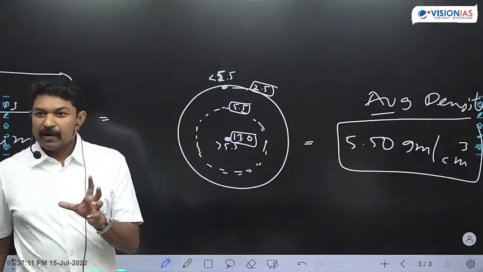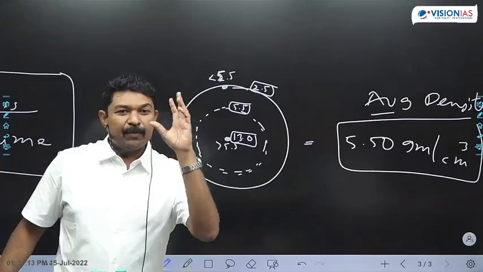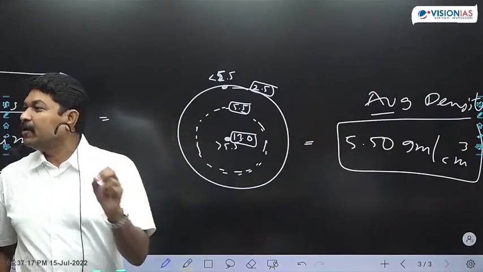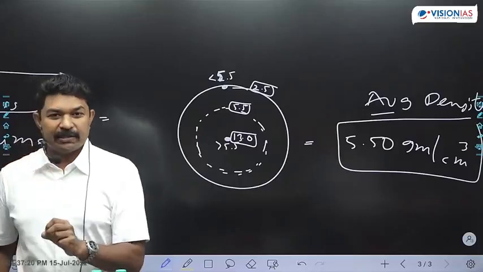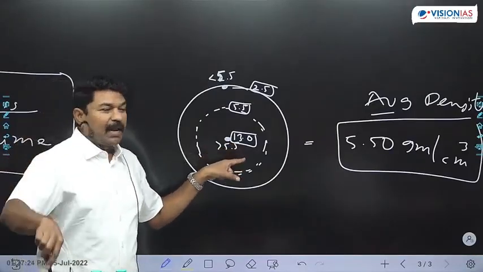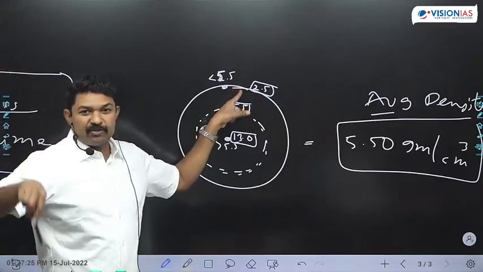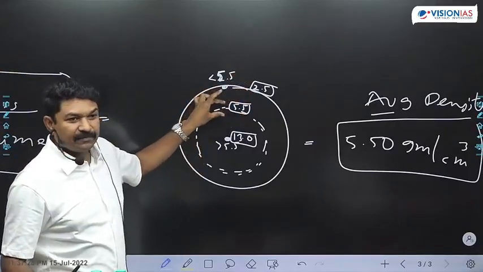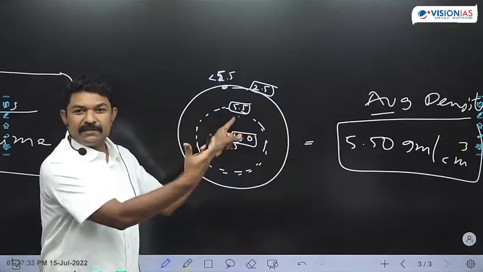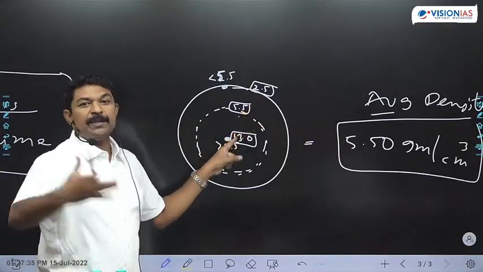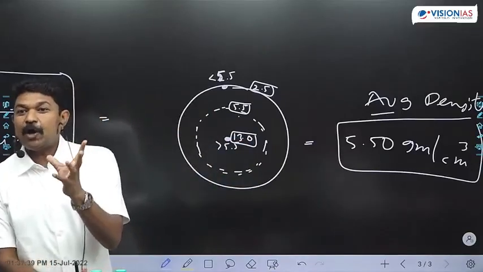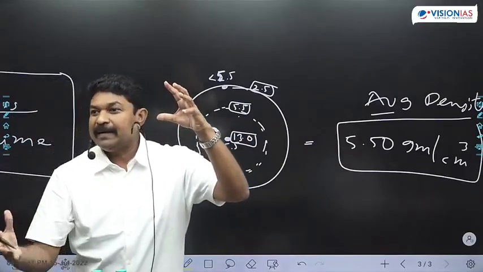Got the point? They came to know that the density of the earth is 5.5 grams per cubic centimeter. Meaning, it is the average density, so it should not be at the center or at the top, but somewhere in the middle. When it is 5.5, the least should be 2.5 and the maximum should be 13.